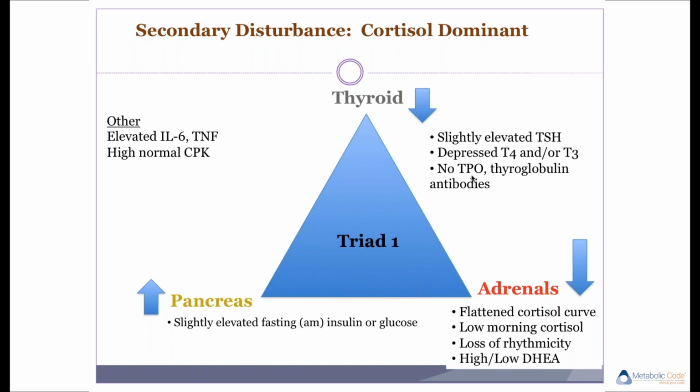Well, the primary driver now is their flattened cortisol curve, which means that there's loss of rhythmicity. We may see either high or low DHEA, in addition to commensurate changes in thyroid function, so a slightly elevated TSH, suppressed T4, T3, but still no presence of immune activation yet.